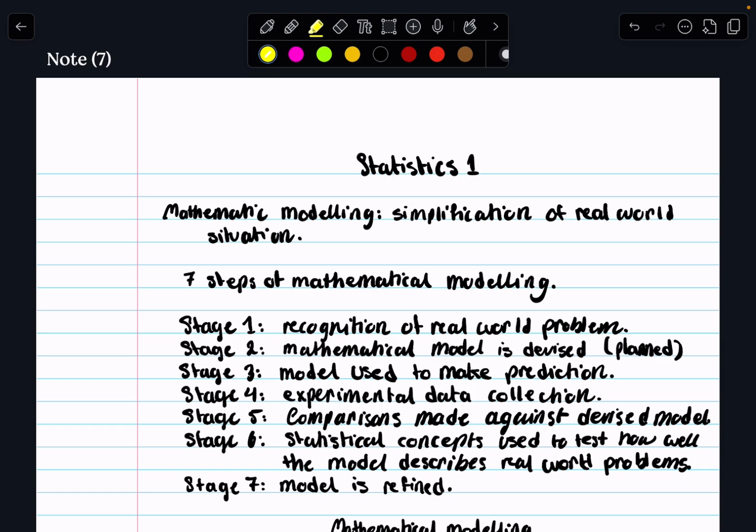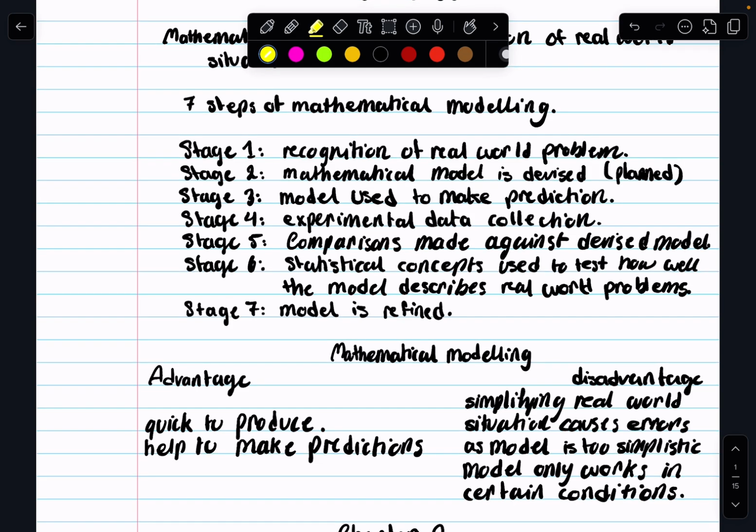It's a simplification of a real world situation, and it has 7 steps to it. 1, you recognize a real world problem. 2, you plan or devise a model. 3, you use it to make a few predictions. 4, you collect some experimental data. 5, you compare the data against your planned model. 6, you use statistical concepts to see how well the model describes the real world problem. And then 7, if the model did not meet your requirements, then you change it a bit or you refine it.